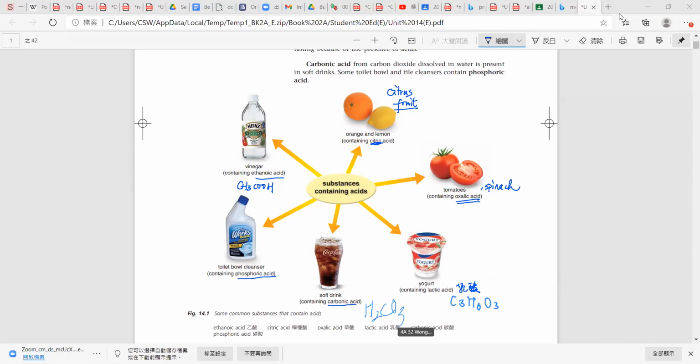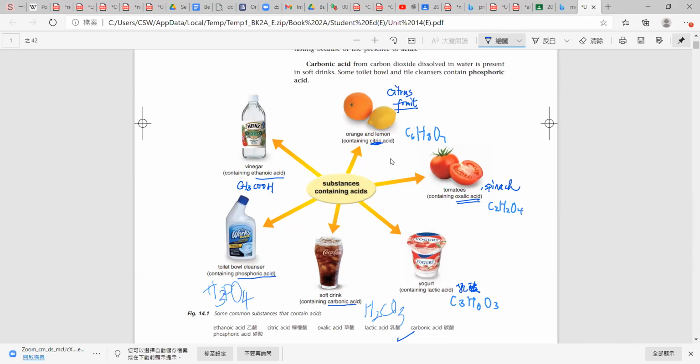Yep, you may find it as H2CO3 for carbonic acid. Yes, that's right. Now, lactic acid, you write down as C3H6O3. Spinach and oxalic acid is C2H2O4. C6H8O7 for citric acid, H3PO4 for phosphoric acid. Yes, that's right. Correct. But you may find the form is quite different.